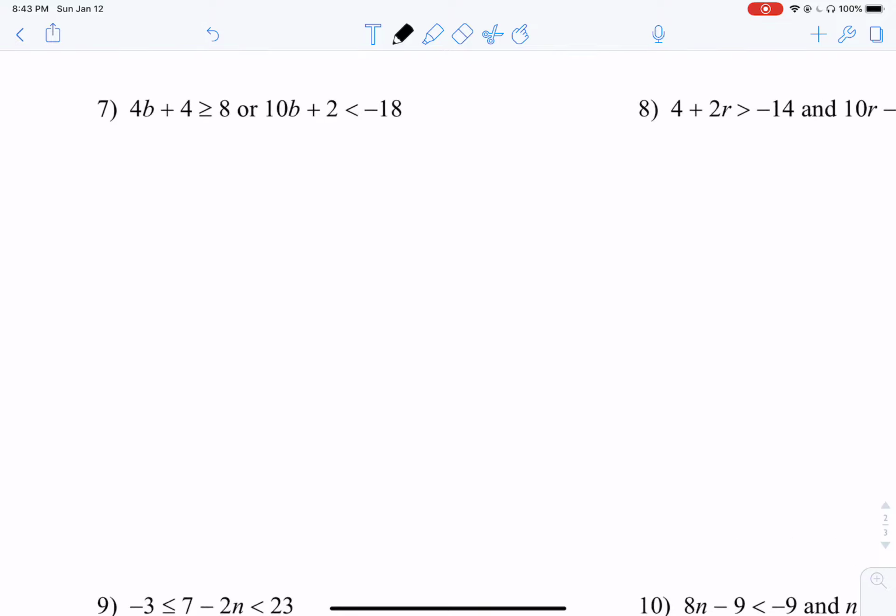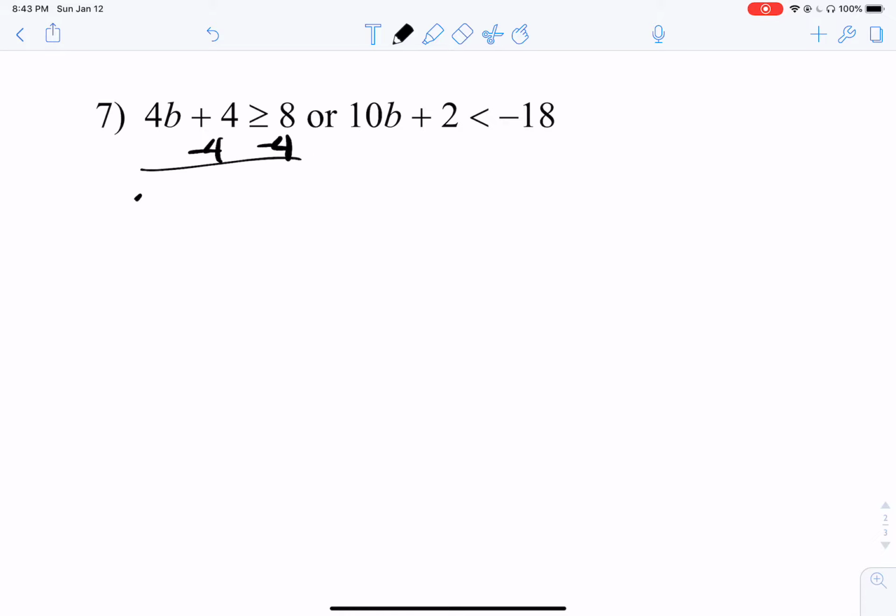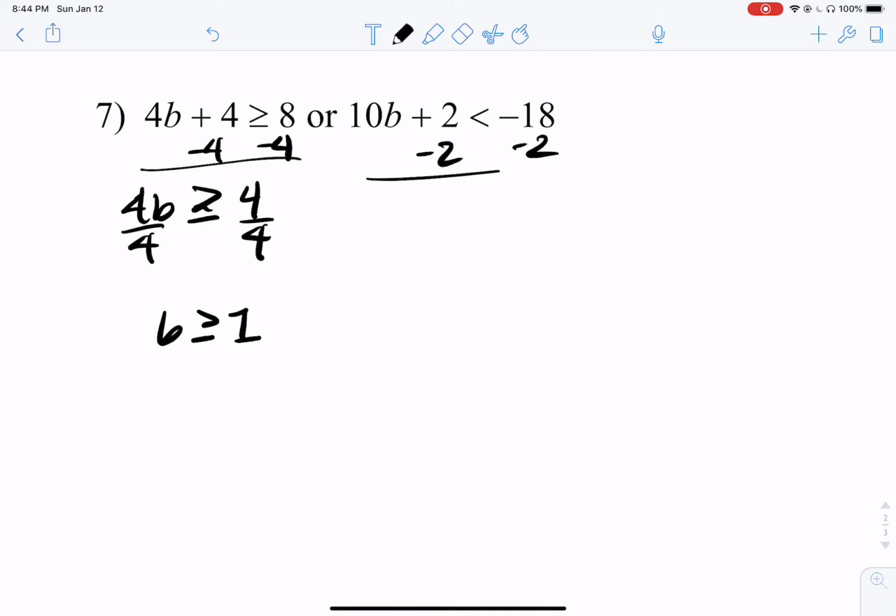So let's go to the back page now. On the back page, we're going to solve another OR example. So we'll subtract 4 from this equation, and 4b would be greater than or equal to 4. We divide by 4, and b is greater than or equal to 1. Now for the one on the right, we subtract 2 from both sides, and 10b is less than -20. We divide by 10, and b is less than -2.